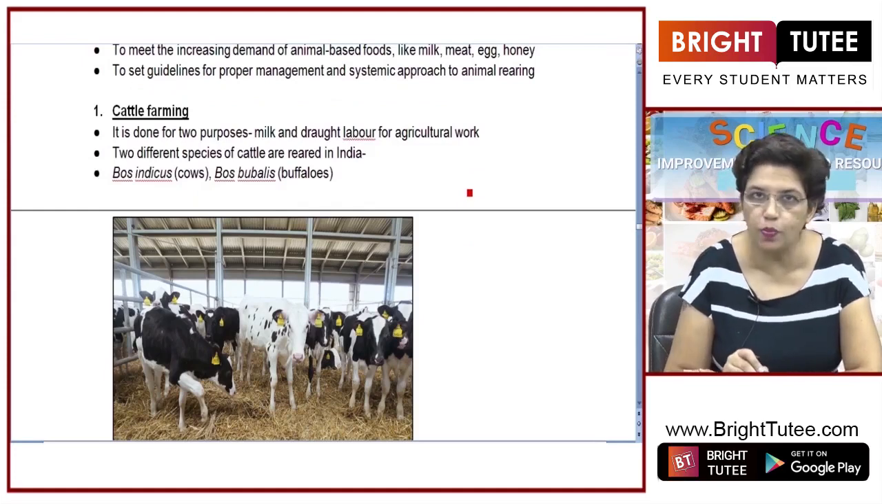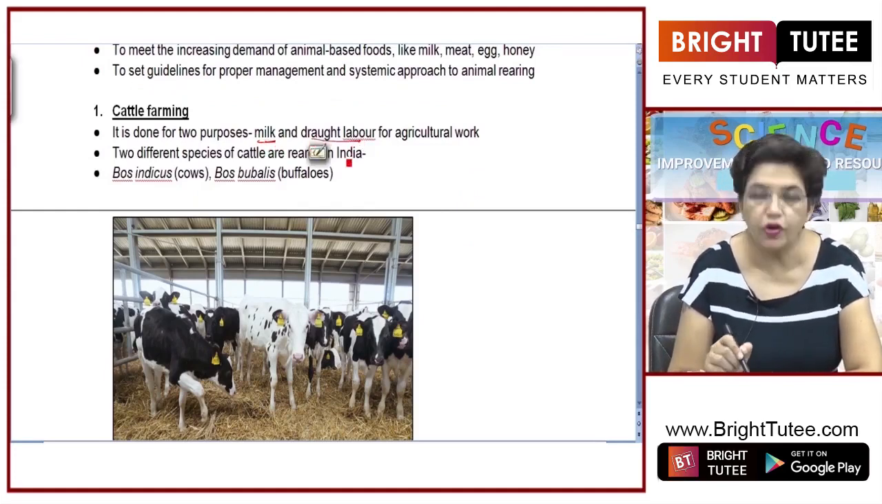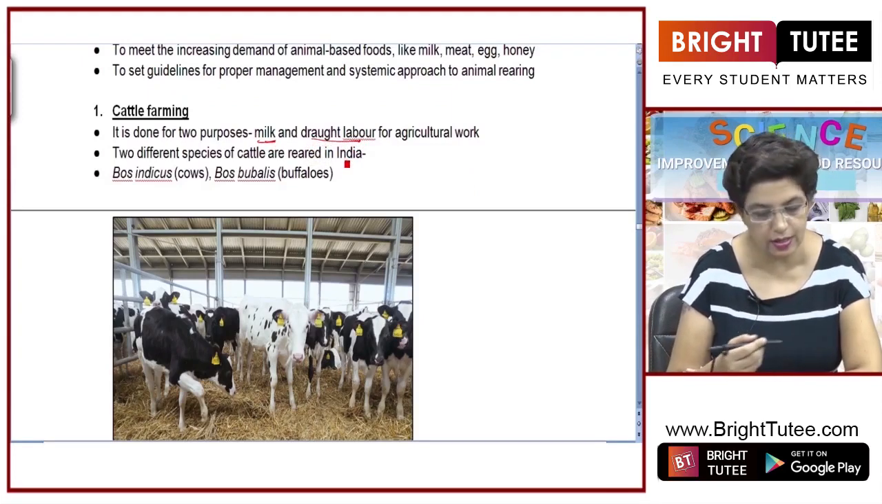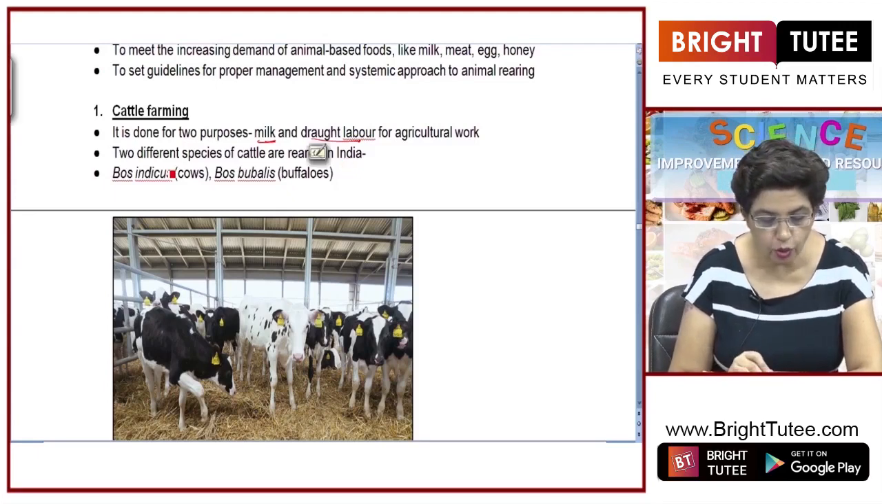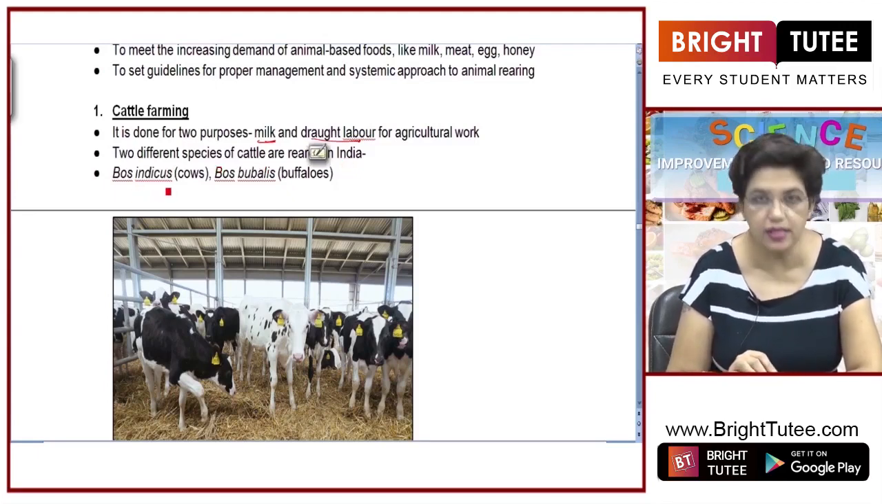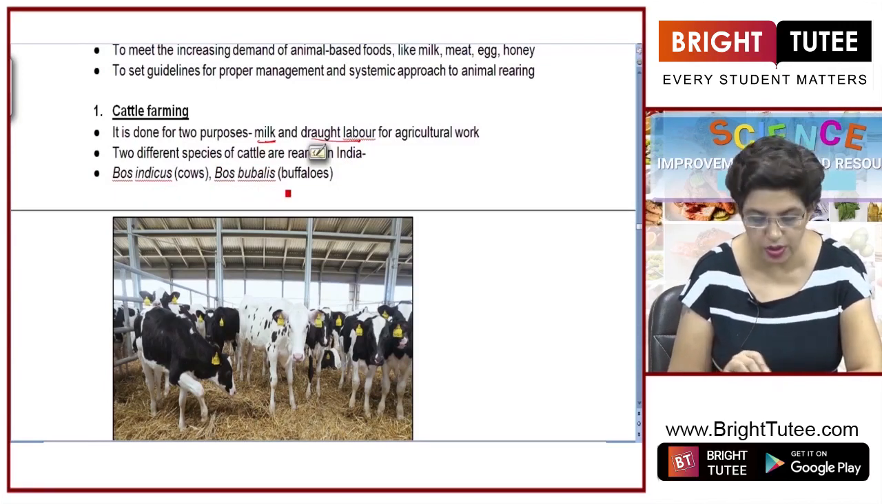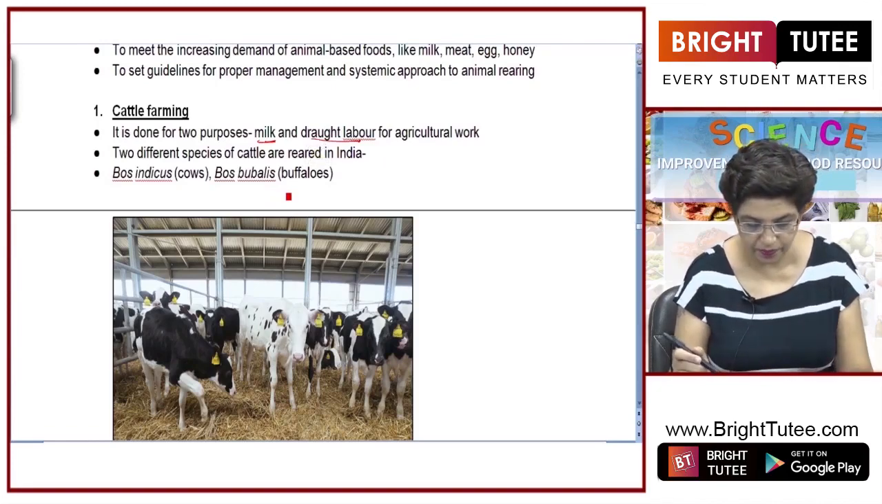Now it is done for two purposes. First is milk and second is draught labor. For agriculture work like irrigation or tilling of land, we need this cattle. There are two different species of cattle that are reared in India. First is Bos indicus, that is the cow, common name, and Bos bubalis, that is the buffaloes. These are the scientific names.